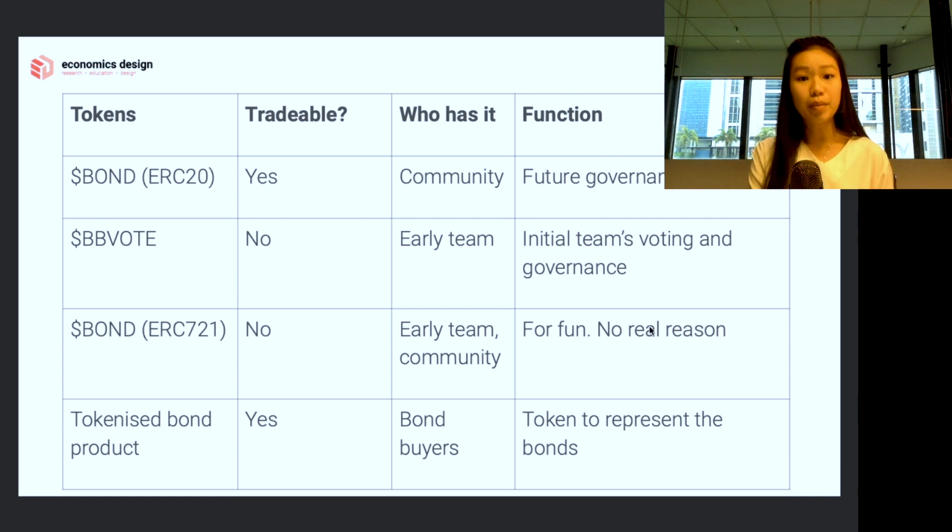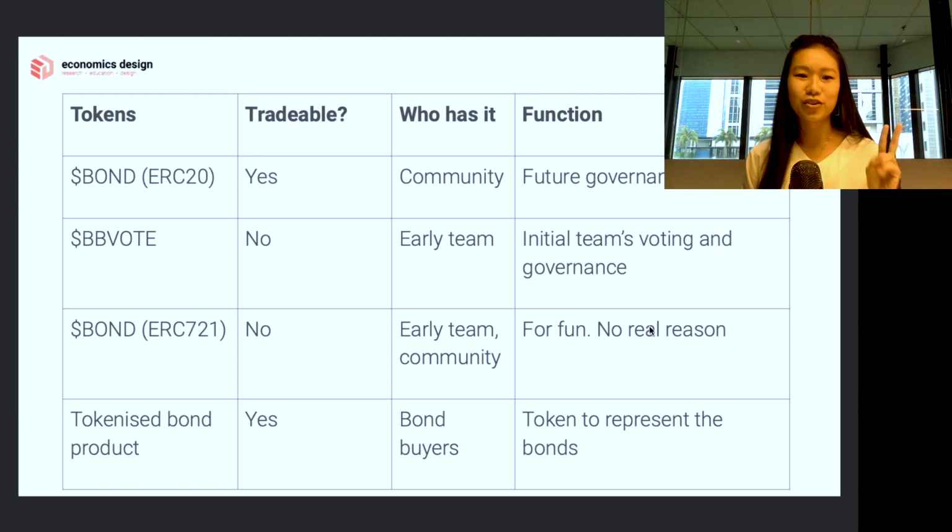The other token is the BB vote token. As you can imagine, there's a vote in the word, so it's going to be used for voting. The difference between the BB vote token and the bond token is that the BB vote token is not tradable and it's only given to the early team. This is for the initial governance and voting. So you can think of BB vote as the token for right now and how the ecosystem will continue to grow for the next couple of months. And then the bond tokens will be distributed to the community and the community gets to govern the system in the future. It was quite confusing to me initially, but I hope this makes some sense.